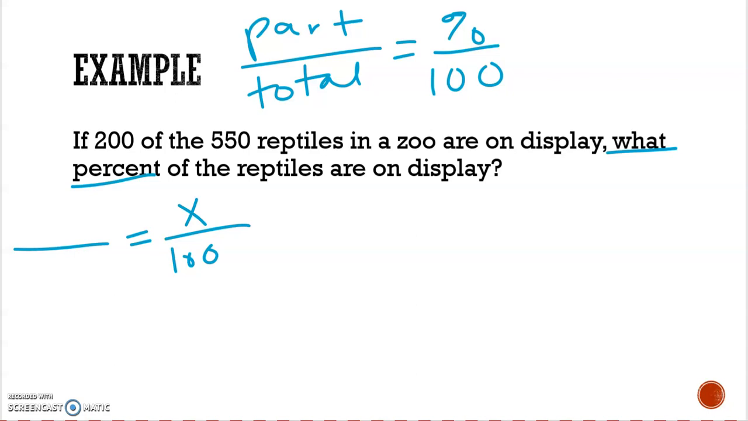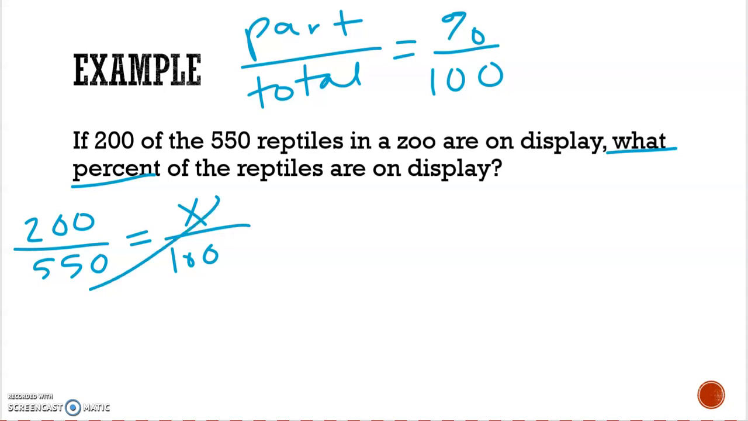All right, so now you have to ask yourself, which one is the part and which one is the whole? If you're thinking about this logically, if you had 550 as the part, there's no way that you could have 200 as the total amount of objects, because you can't have more of part of it than what's available altogether. So the 200 of the 550 reptiles: 200 is the part, and 550 is the total. That means that 200 of the reptiles are on display. That means the other 350 reptiles are just somewhere else at the moment, but they're not for everyone to look at. That's what this means.